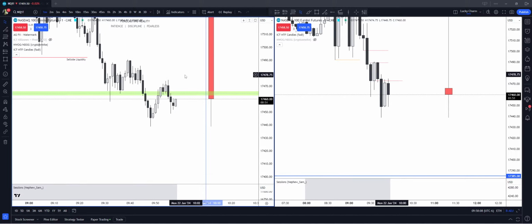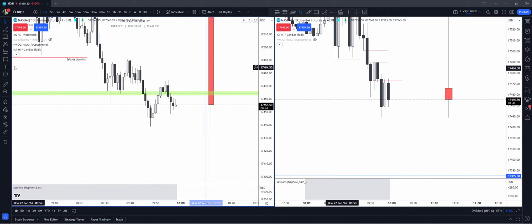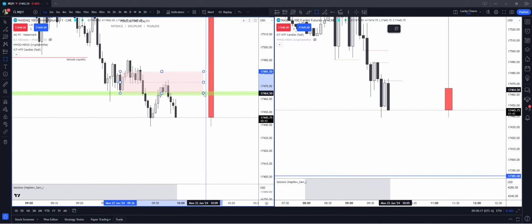What I see, 10:36 1 minute is a down close candle as a breaker. I mean, there's a high, a low, a higher high, and then a lower low. So yes, this is a bearish breaker.